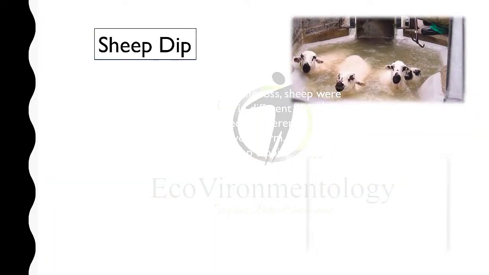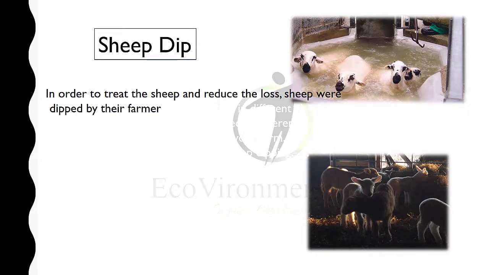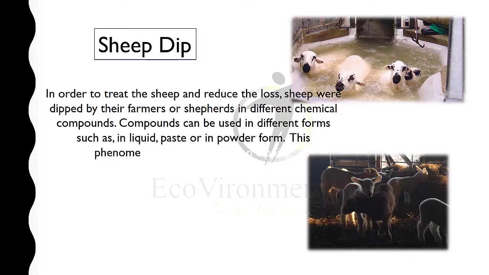In order to treat the sheep and reduce the loss, sheep were dipped by their farmers or shepherds in different chemical compounds. Compounds can be used in different forms, such as liquid, paste, or powder form. This phenomenon is known as sheep dipping.